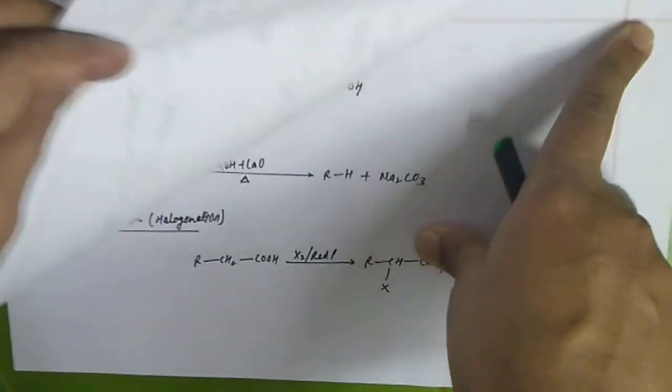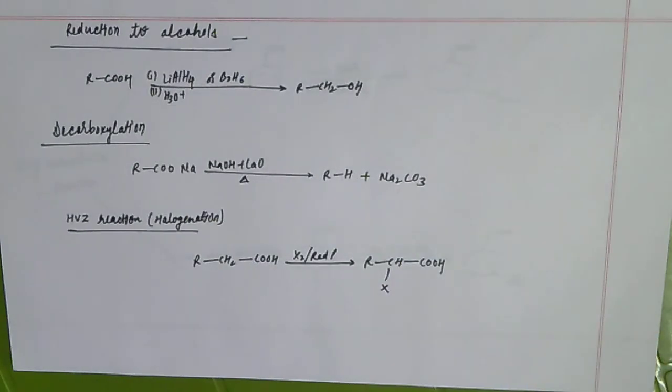Now let us move to another reaction, reduction to alcohol. When carboxylic acid is heated with lithium aluminum hydride or B2H6, it will be reduced into alcohol. Now decarboxylation: if you take the sodium salt of carboxylic acid and treat it with soda lime, it will give the hydrocarbon. The HVZ reaction: when you treat a carboxylic acid having an alpha hydrogen with halogen in the presence of red phosphorus, the alpha hydrogen will be replaced by the halogen.